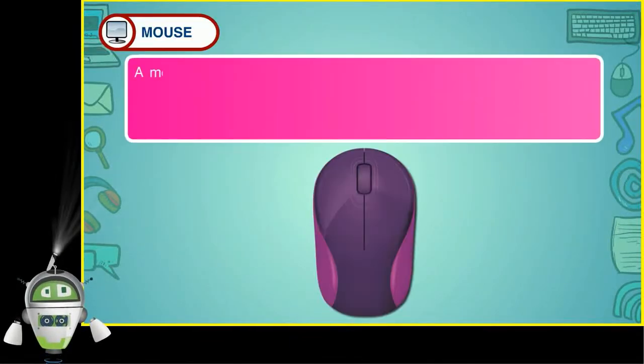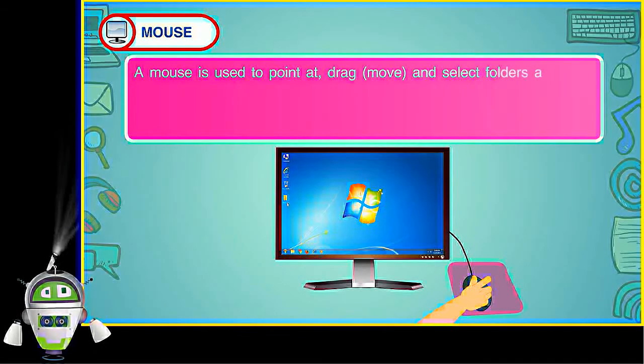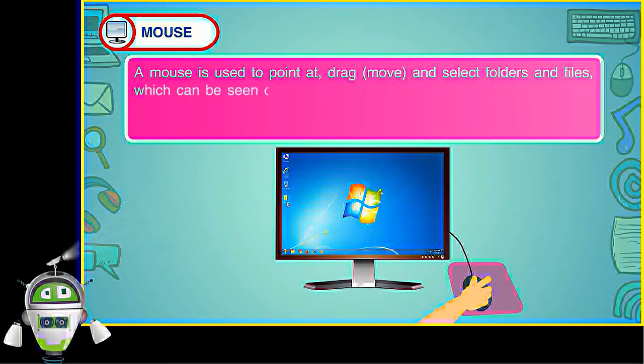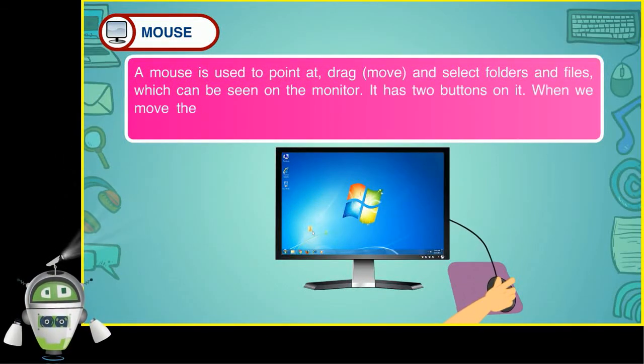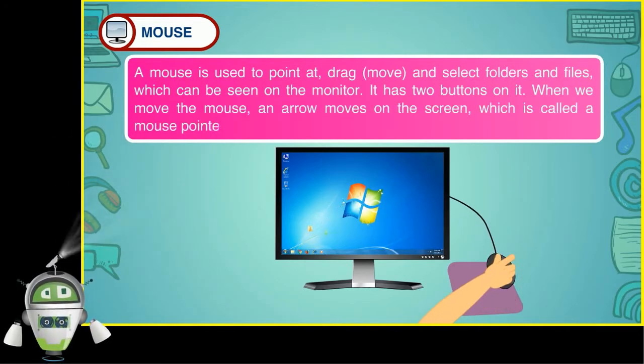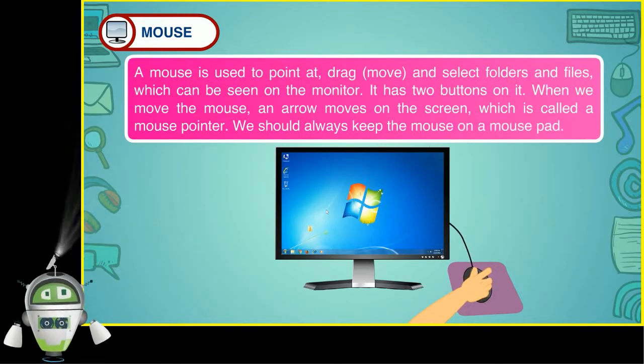Mouse. A mouse is used to point at, drag, move, and select the folders and files which can be seen on the monitor. It has two buttons on it. When we move the mouse, an arrow moves on the screen, which is called a mouse pointer. We should always keep the mouse on a mouse pad.